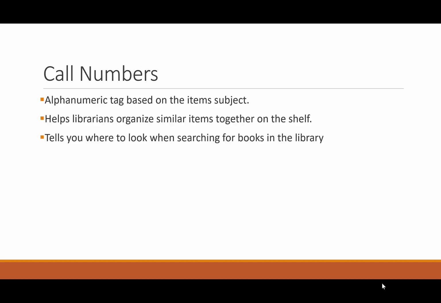Now, when you search the catalog of materials, you will see a call number for each item. A call number is just an alphanumeric tag based on the item's subject. It helps librarians organize similar items together on the shelf and tells you where to look when searching for books in the library. Think of it as the address of the book.